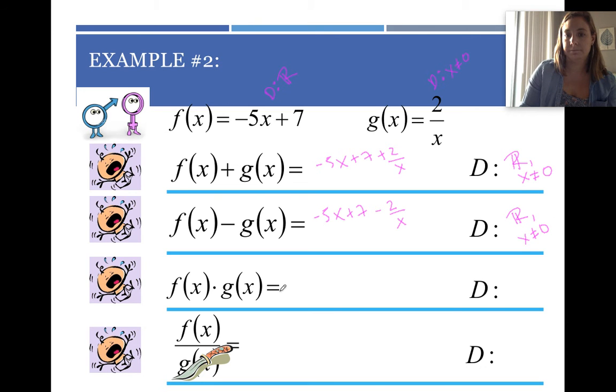Let's multiply them. Negative 5x plus 7 times 2 over x. So I'm going to distribute that. That's going to give me negative 5x times 2, negative 10x over x, plus 14. I hear you all yelling at me. Kidding. These x's end up canceling, and so you've got negative 10 plus 14 over x. So even though I don't have a 2 over x anymore, it's still all real numbers, but x does not equal 0.